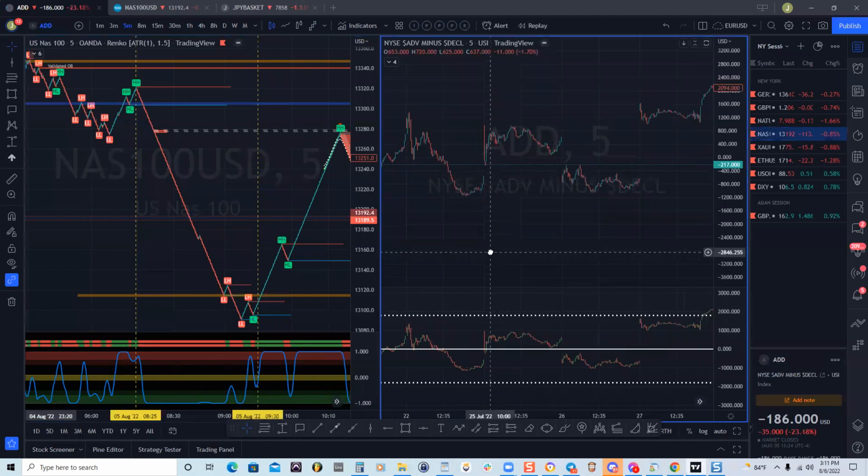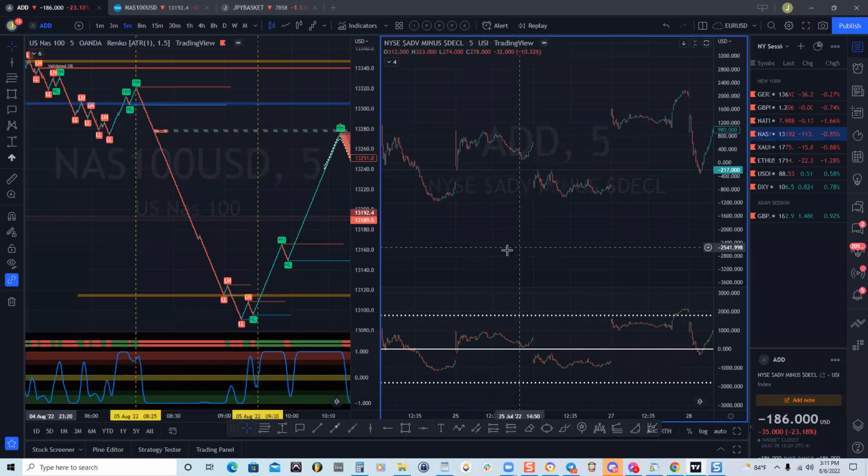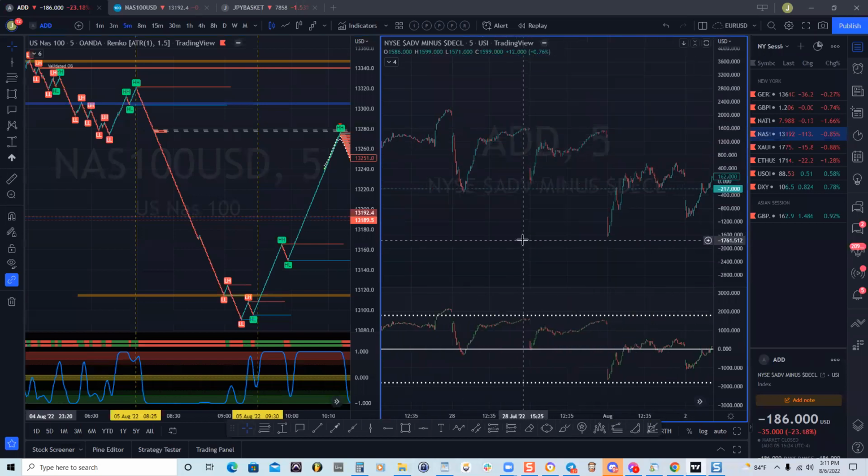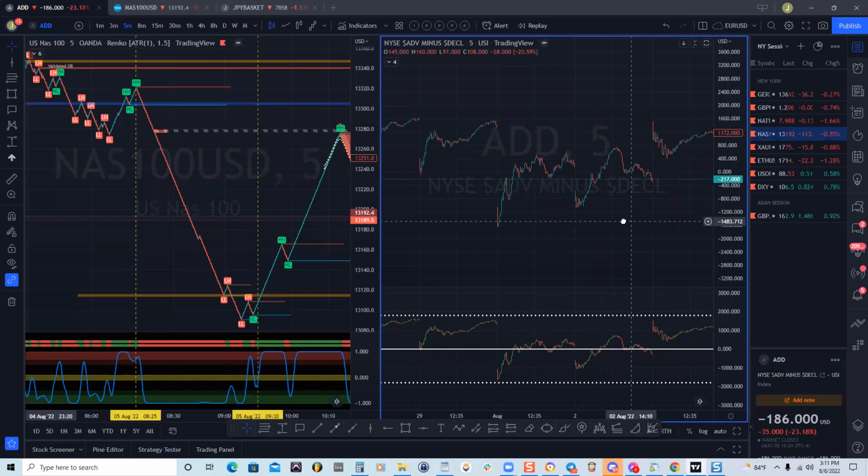ADD. Right. So now I'm using ADD as a chart and an indicator. It's powerful. So this is going to change the game. The people are going to be mad.